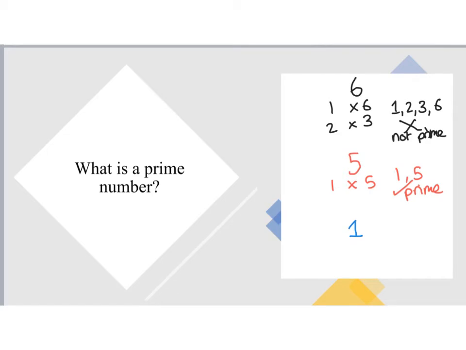Let's have a look at the number 1. So 1 can only be written as 1 times 1. That means that its factors are 1 and 1, but we've already written 1 down, so that means it only has one factor. Remember, a prime number has to have exactly two factors, so this is not prime.